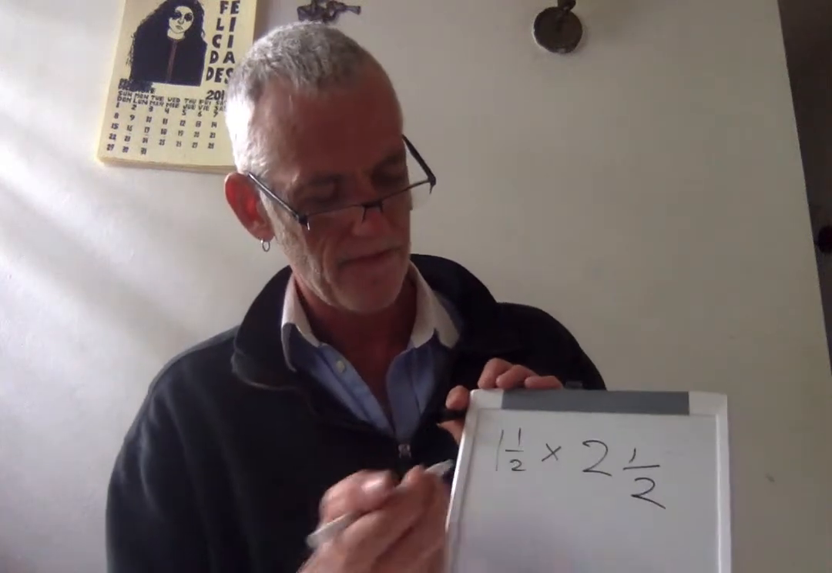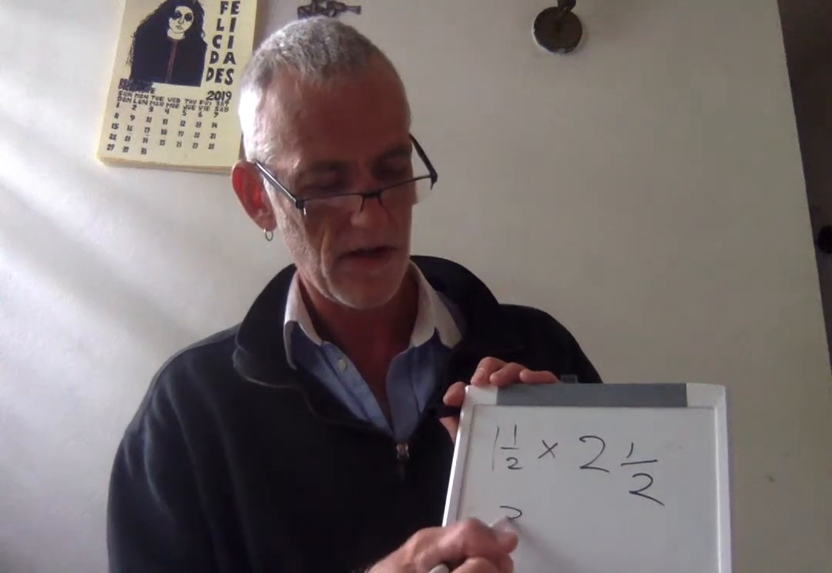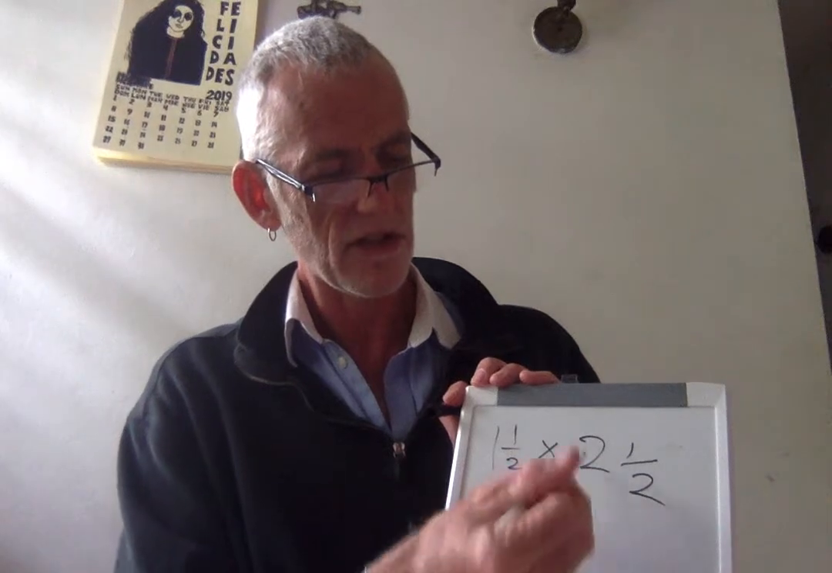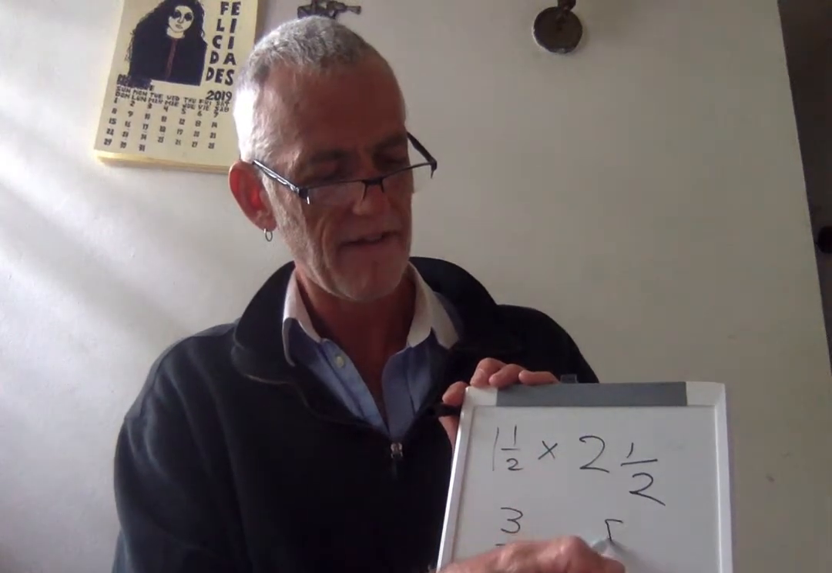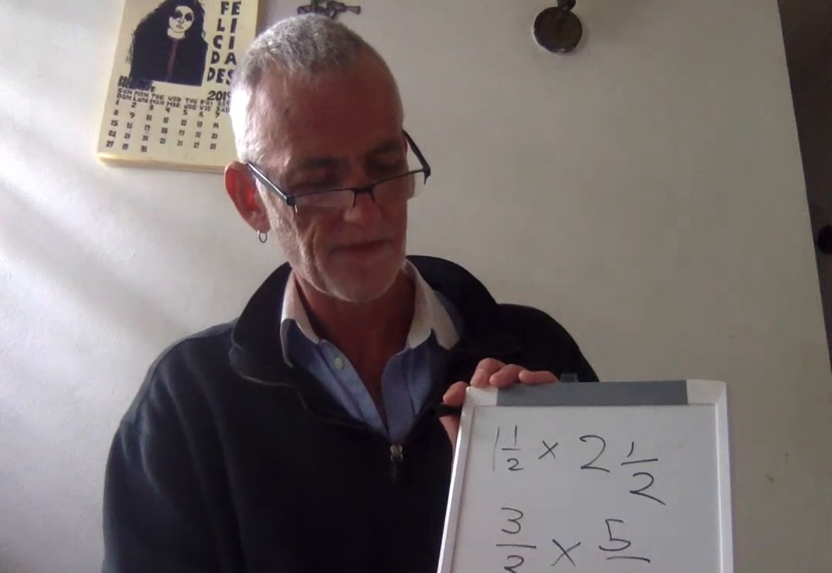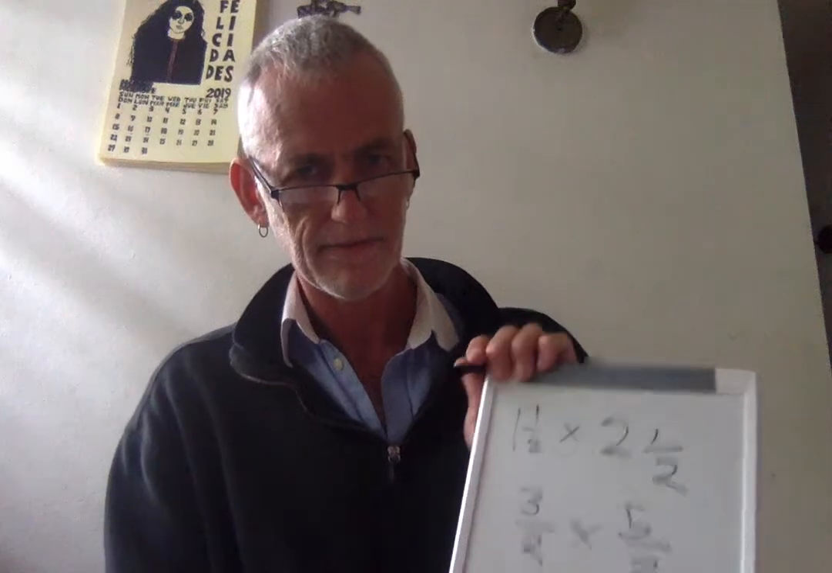What is it? 1 1/2 times 2 1/2. This one changes to what? 1 times 2 is 2, add 1, 3 halves. This one, 2 1/2, changes to 2 times 2 is 4, add 1, 5 halves. Answer is 15/4.